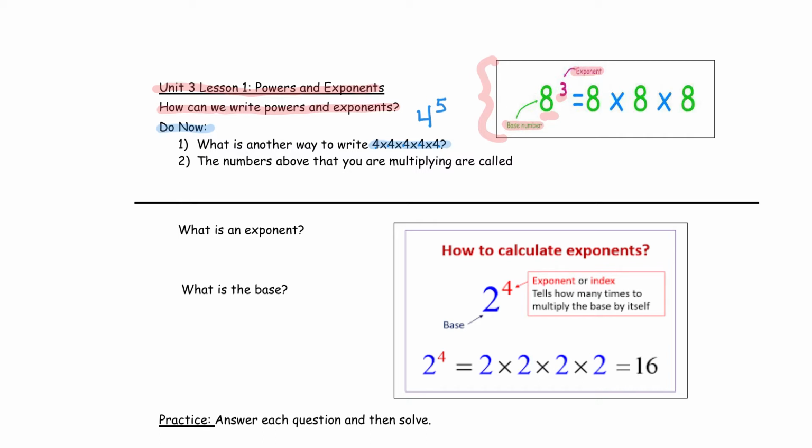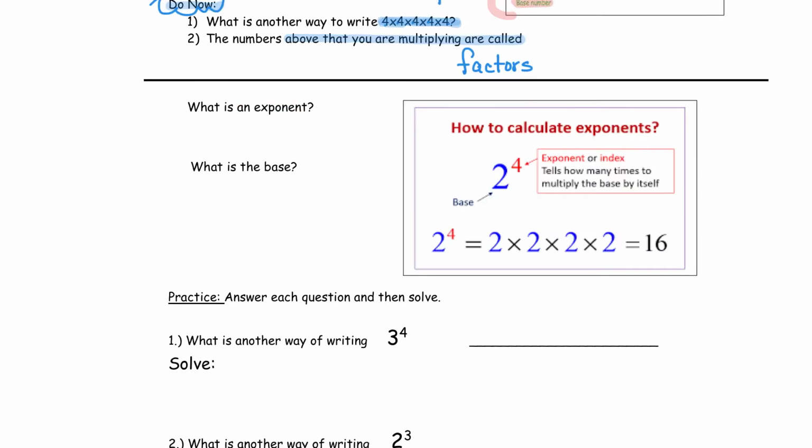And the numbers above that you are multiplying, okay, the numbers here are called what? What are all these 4s called? They are called factors. Good to know this stuff, boys and girls. Remember that the do now questions are usually seen on your unit test. Start off today's lesson with the following questions. What is an exponent and what is the base?